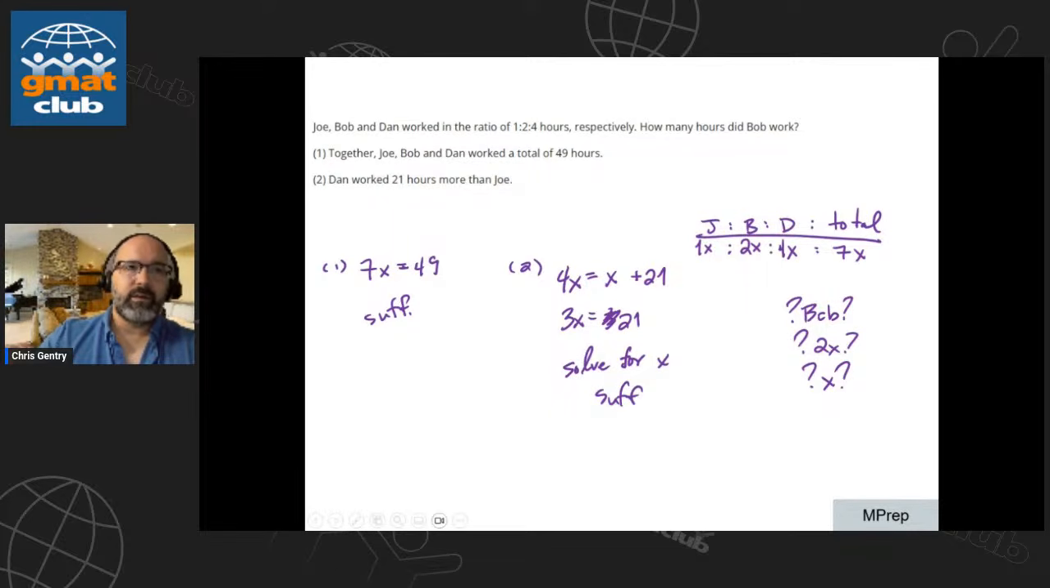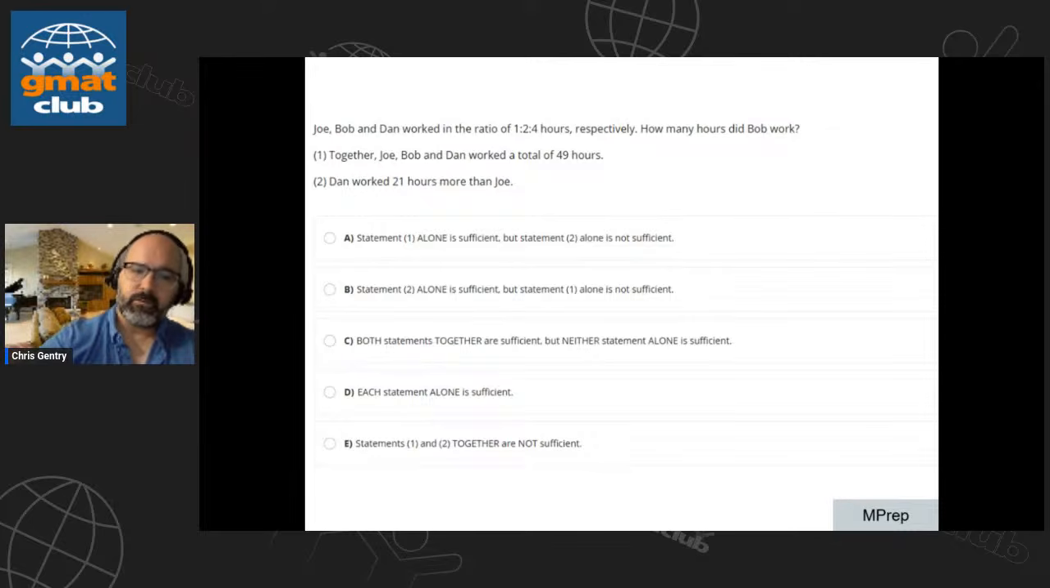And so we see here that since statement 1 and statement 2 each were sufficient on their own, we would be selecting choice D.